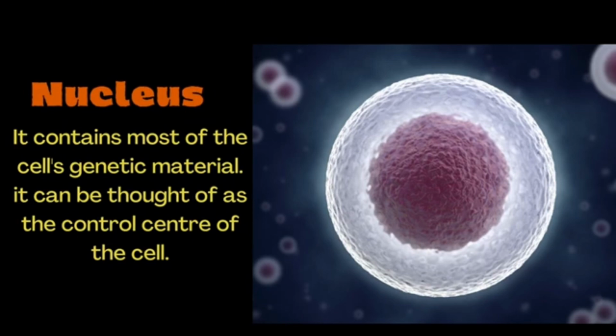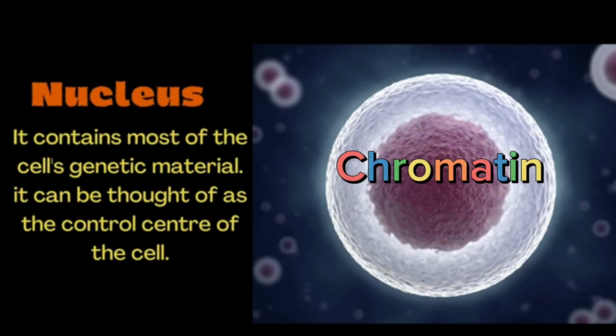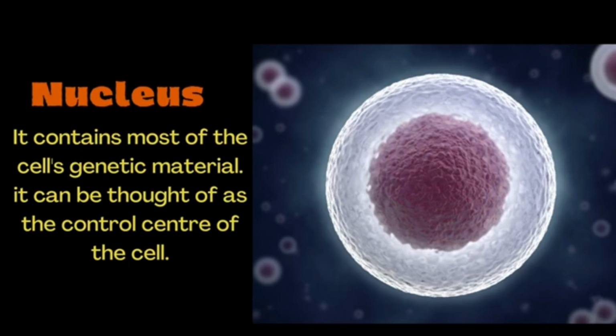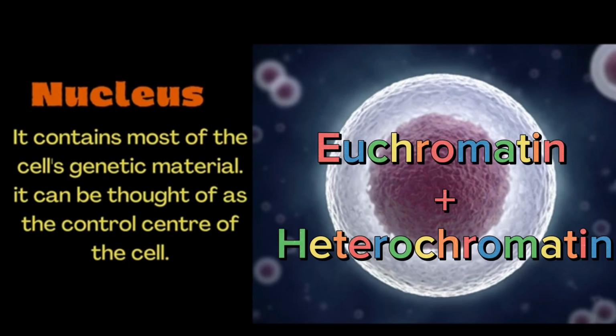This is because it contains most of the cell's genetic material, which is mostly DNA and ribosomal RNA, while the other RNAs, mRNA and tRNA, are found in the cytoplasm. So ribosomal RNA is found inside the nucleus, and mostly DNA. The majority of the nucleus is filled with chromatin, and this chromatin comes in two types, euchromatin and heterochromatin. The euchromatin form is less dense, whilst the heterochromatin form is highly dense.